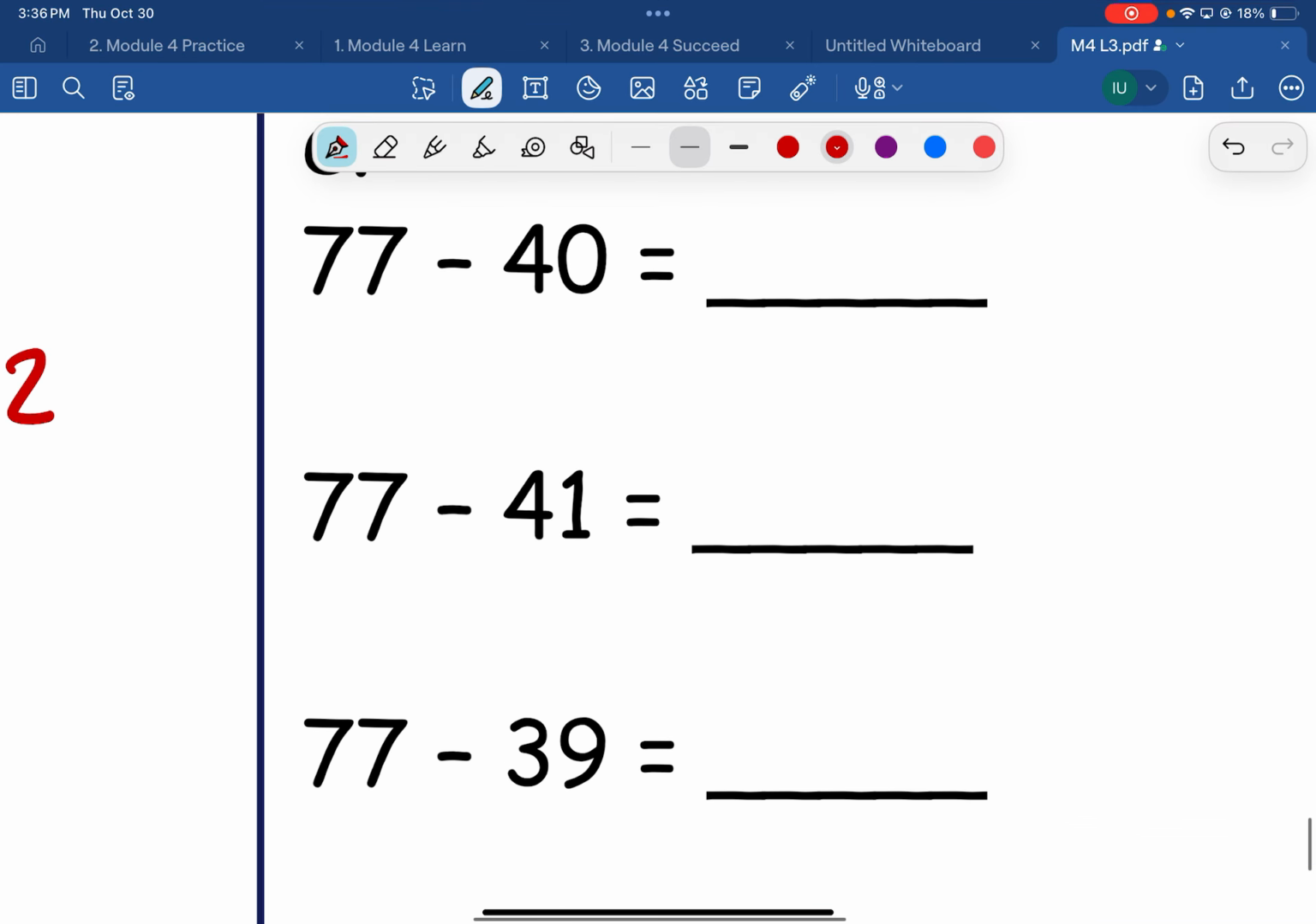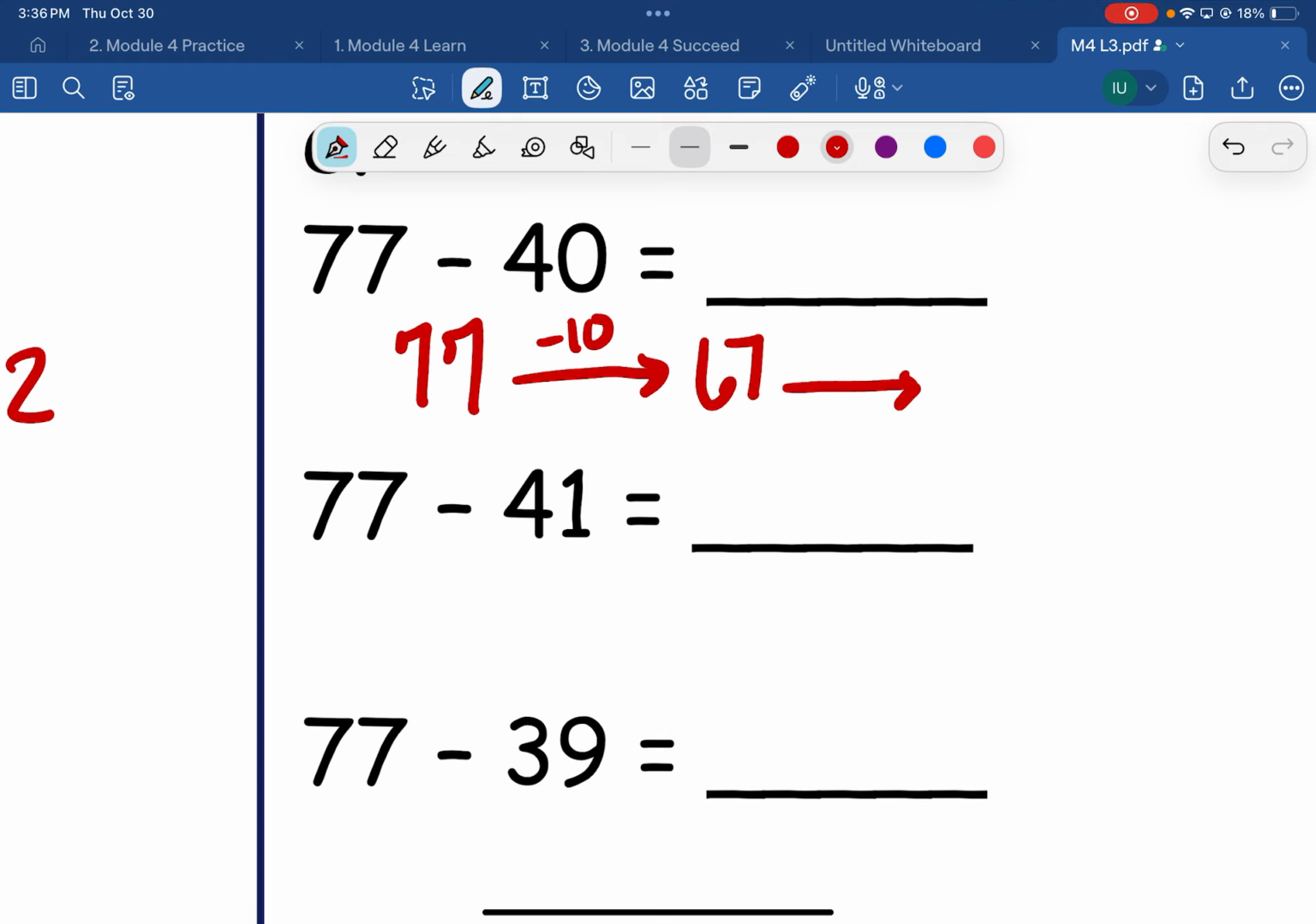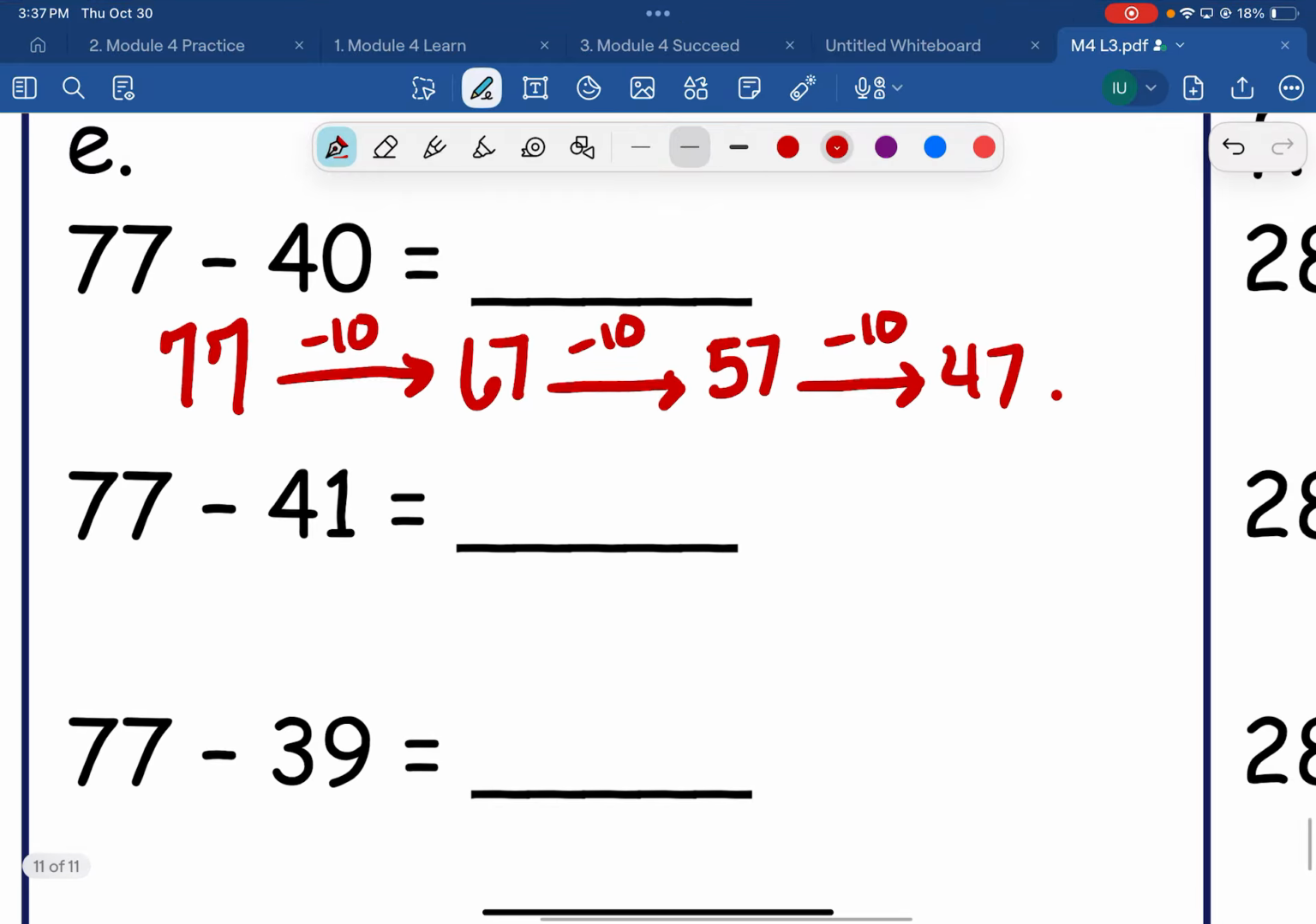77 minus 40. Okay, so we're going to start with 77, and we're going to take away 4 tens. Okay, so here's minus 10. We've got 67. 67 minus 10. We've got 57. 57 minus 10. We've got 47. 47 minus 10. You've got 37. Okay, so 77 minus 40 is 37.